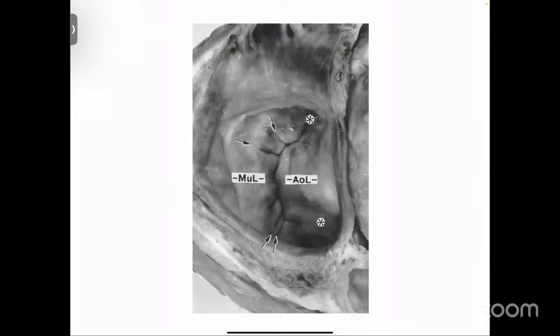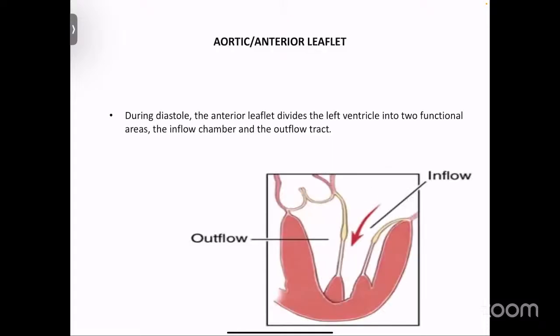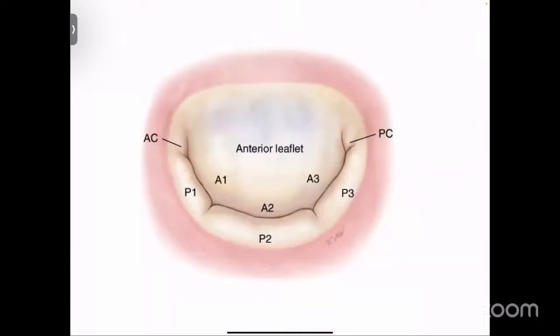And this leaflet is divided into a number of subunits called scallops. There are generally 3, but there can be as many as 5 or 6. One characteristic of the anterior leaflet is that during diastole, the anterior leaflet divides the left ventricle into 2 functional areas. That is the inflow chamber and the outflow tract. In this image, we can appreciate the appearance of the scallops and the indentation between these scallops and the corresponding areas in the anterior leaflet.